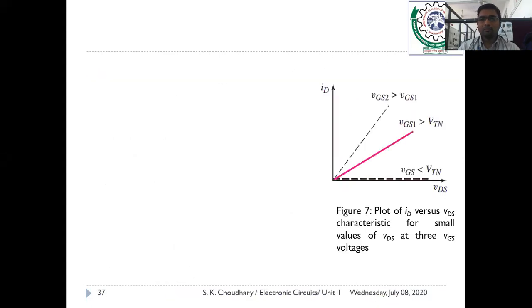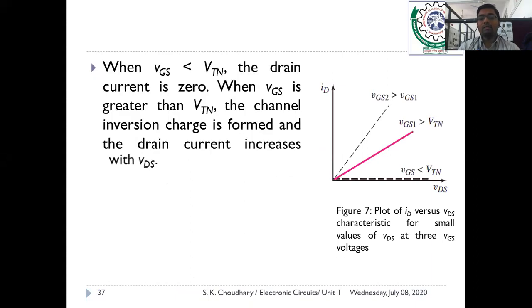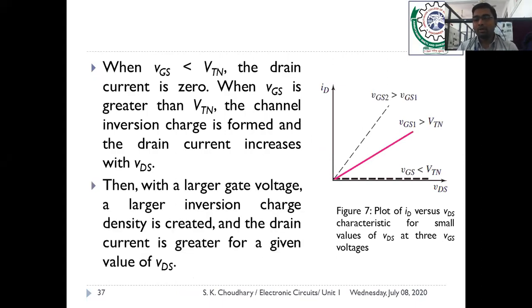Now we have to move further and see the graphical representation of the drain current versus drain to source voltage. And here the deciding parameter is gate to source voltage. As the MOSFET is a voltage dependent device, here the gate to source voltage controls all the operation of the MOSFET.